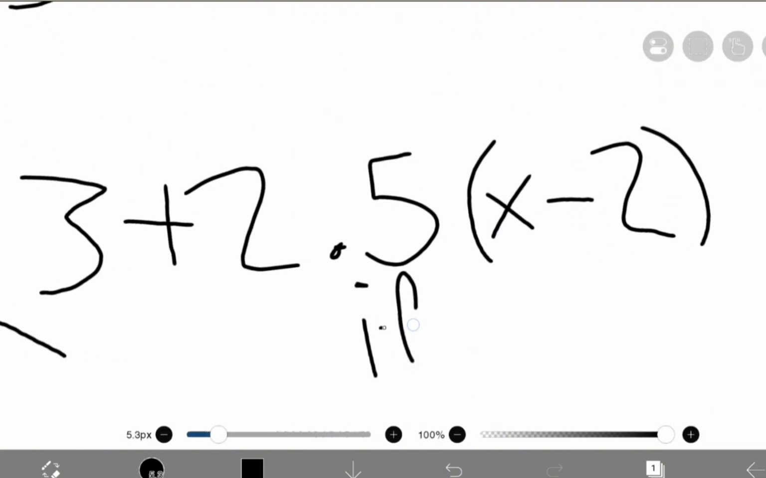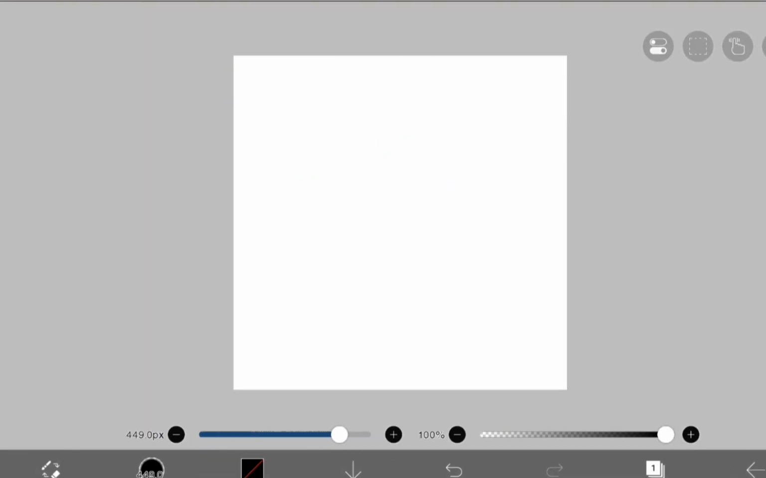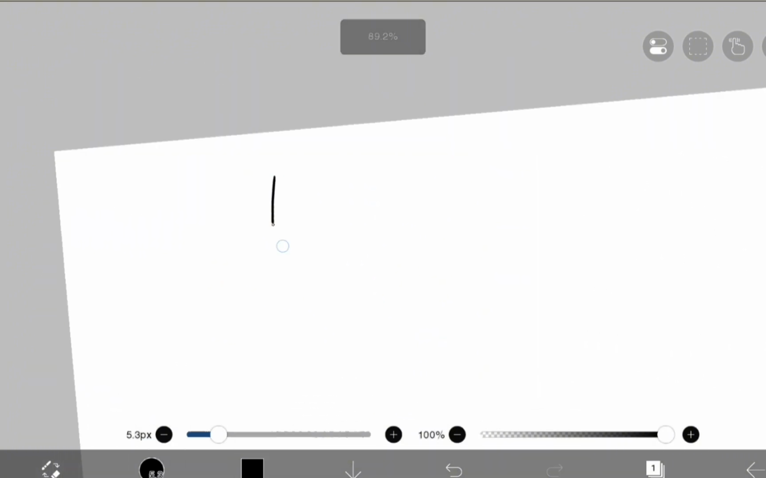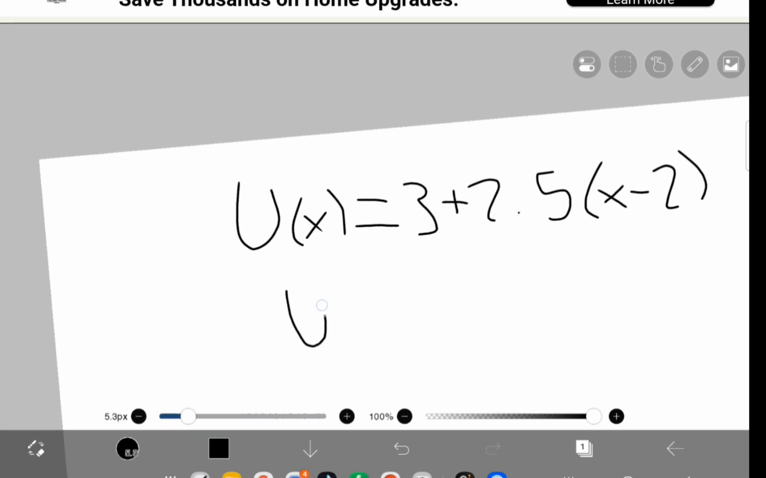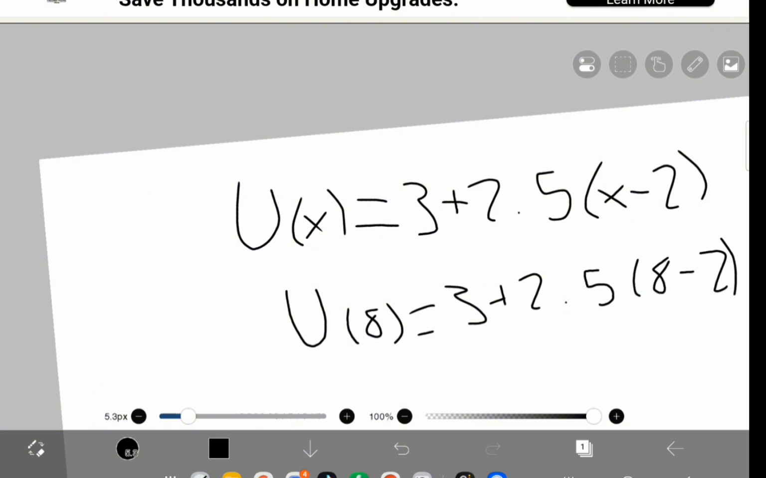In this next question, I will be showing you an example using 8 miles. So, number 5, or letter E, is asking us using your rule to predict the fare for a ride of 8 miles. In order to do that, we're going to have to implement 8 as x. So, U of x equals 3 plus 2.5, put in parentheses x minus 2 next to it, is the original piecewise function. So when we implement 8, it'll be U of x equals 3 plus 2.5, and in parentheses next to it, 8 minus 2.